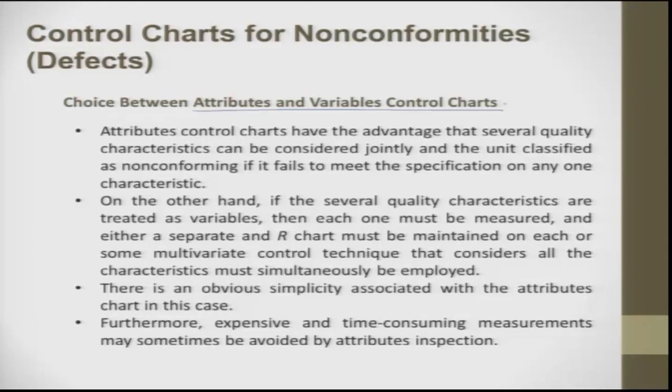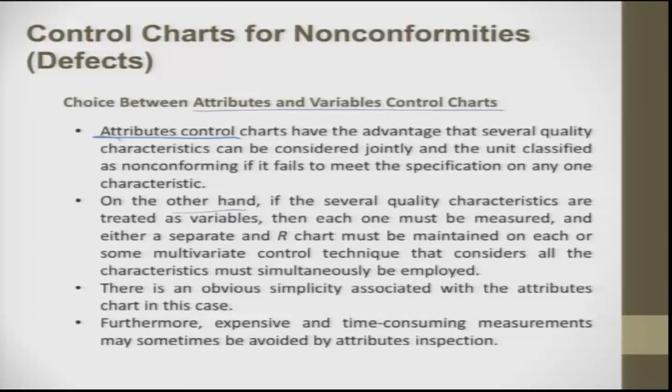The attribute control chart has the advantage that several quality characteristics can be considered jointly and the unit classified as non-conforming if it fails to meet the requirements. When you talk about variables, length, height, dimension, whatever it is, those are variables which can be measured. Attributes are yes and no, go, no go. Here there can be so many reasons for it to become no go, or so many conditions not met, but still the product is working, so it will get through. The attribute control chart is very interesting and has to be chosen such that you get the exact information out of it.